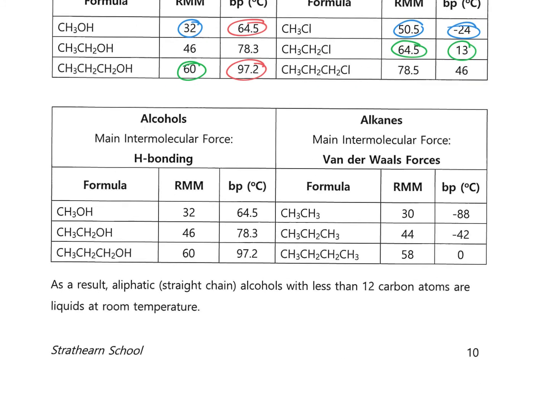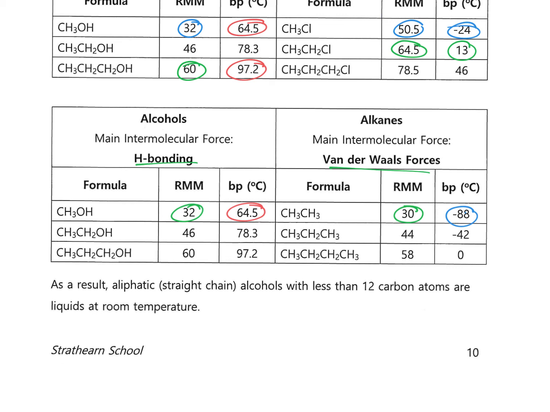And with alcohols versus alkanes, we get a better comparison of the RMM. So you can see here, methanol has a very similar RMM to ethane. This would be CH3CH3 or C2H6. But have a look at the difference in boiling point. Methanol, 64.5. Ethane, minus 88. So why is that? Because the main intermolecular force in alcohols is hydrogen bonding. Main intermolecular force in alkanes is van der Waals forces.